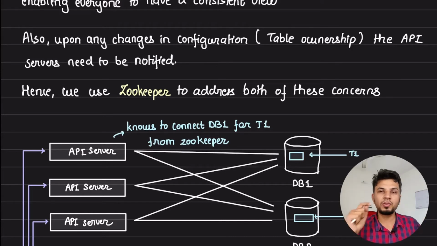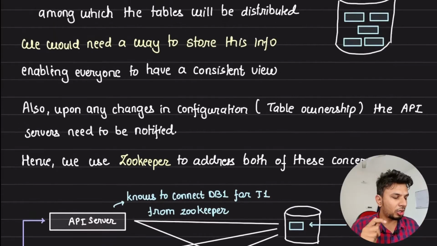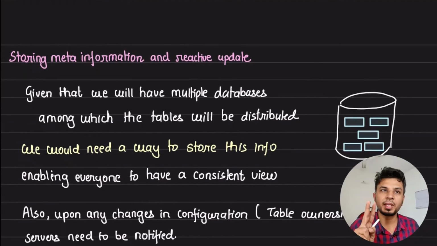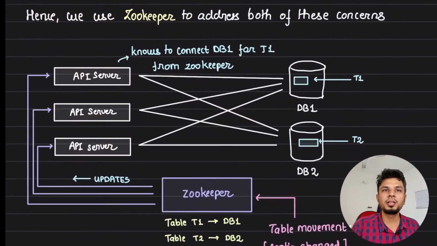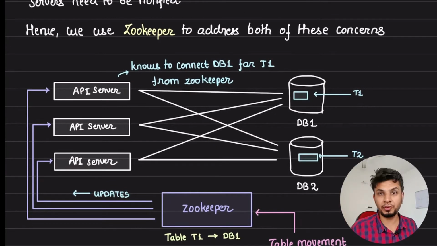So that's why we would want a tool that solves these two problems for us really well. First of all, storing meta information and being reactive in sending out updates on what altered. So that is where the one tool that fits really beautifully well over here is Zookeeper. Zookeeper is meant to solve this exact same problem.